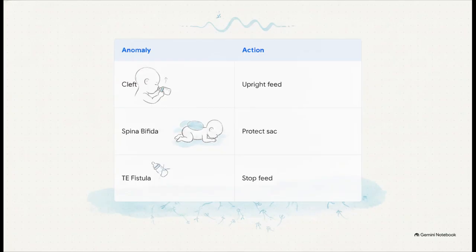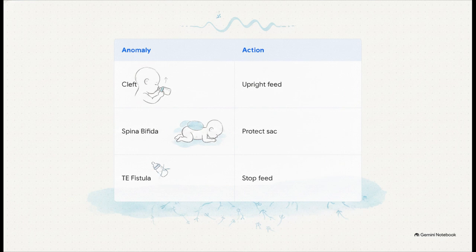Let's map out some physical anomalies directly to their immediate threats. Think about a cleft lip or palate. The baby simply can't create a tight seal, which leads to poor suction and a huge aspiration risk. Your action? Feed them upright using a specialized nipple. Now, what about spina bifida, or an open neural tube defect? You have exposed neural tissue that is incredibly vulnerable to trauma or a nasty infection. Your action here? You keep that baby prone, on their stomach, and you protect that sac at all costs.